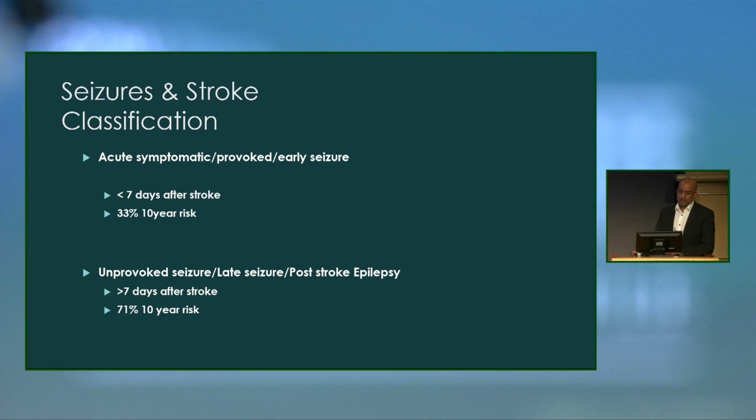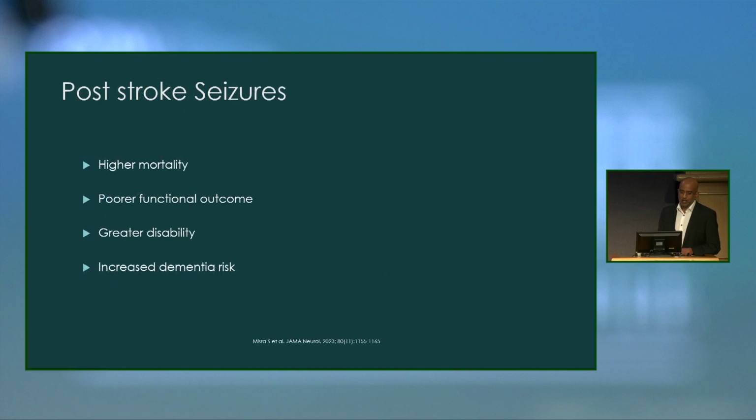the days beyond that. And the risk of having a second seizure after the first seizure in the acute setting is much lower in the first 7 days as opposed to seizures that are occurring beyond this period. And this has implications for treatment. So why is it important to know about or to treat post-stroke seizures? They're associated with high mortality, poorer functional outcome, greater disability, and increased dementia risk.